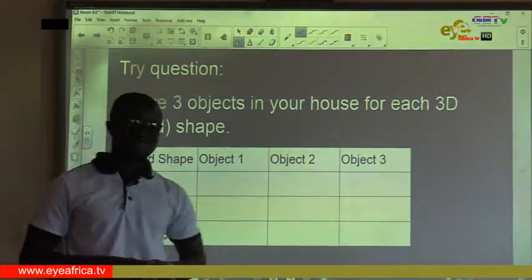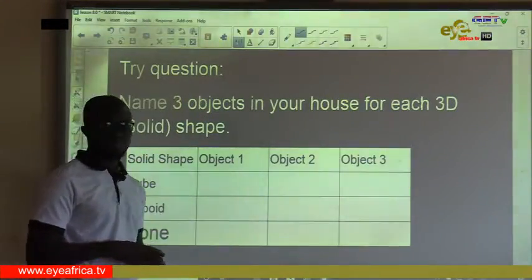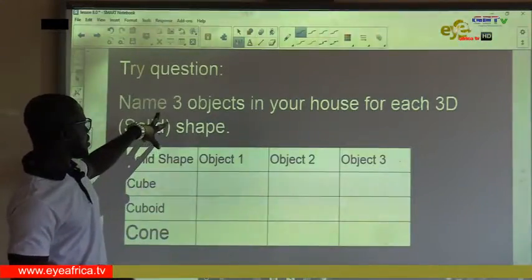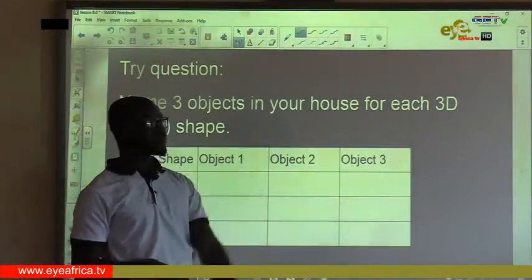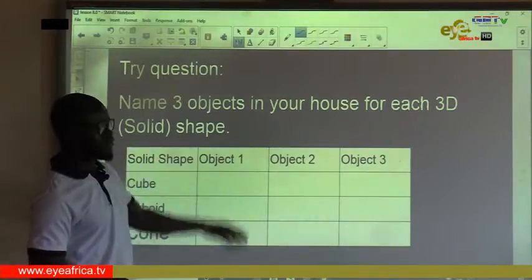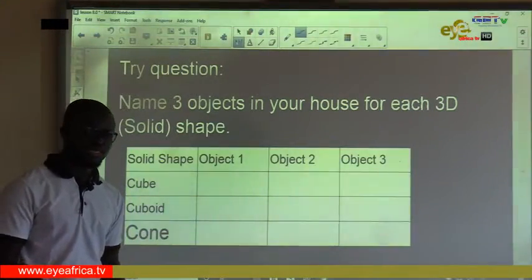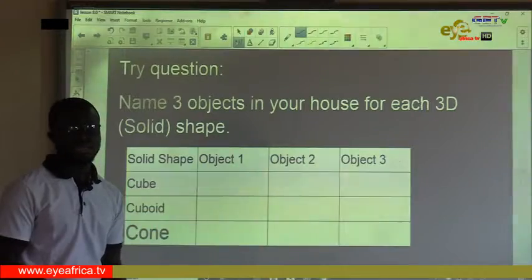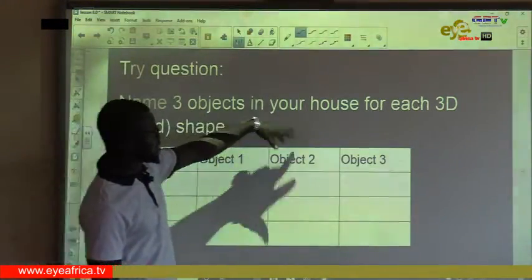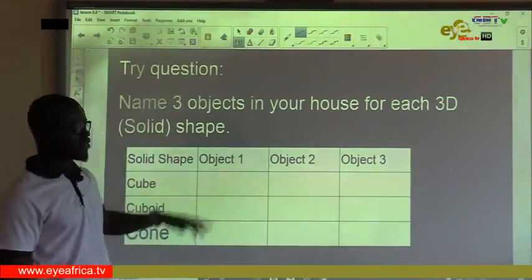This takes us to the final slide, which is the try question. In this try question, name 3 objects in your house for each 3D solid shape, where 3D means 3 dimensions. Remember here we talk about the thickness, which gives you the height, the length and the breadth.